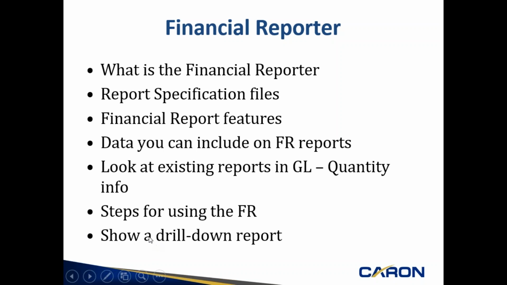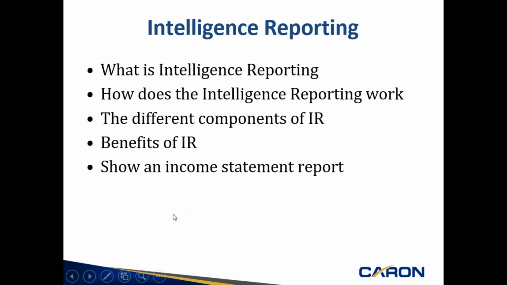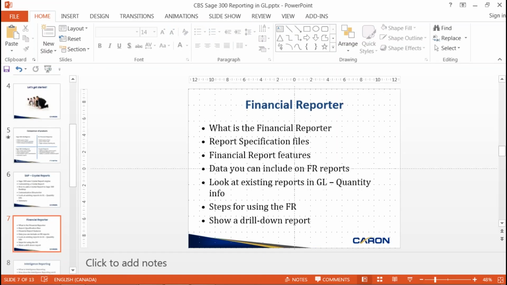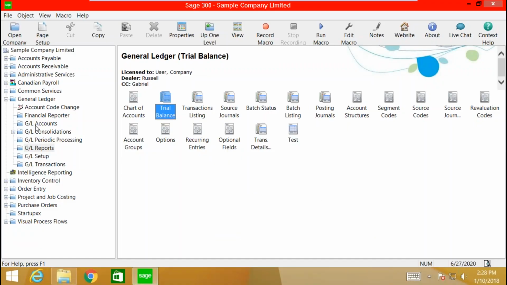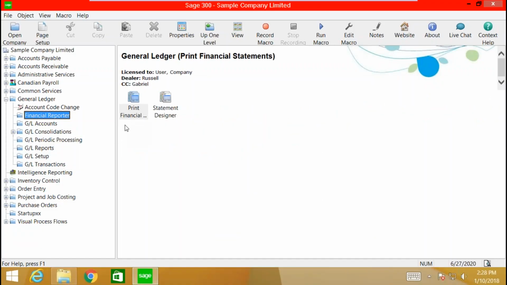And then I'll show you also the drill down feature in one of these reports. So let's go back to the program itself. And this is where you would see the financial reporter. It is manifested in the general ledger through two icons. If you are going to run a report that's already done and you don't need to make any changes, then you can simply use the print financial statement icon. If you want to see how the report is designed and run it, then you might want to modify the report even. If you want to do that, then you would use a statement designer.